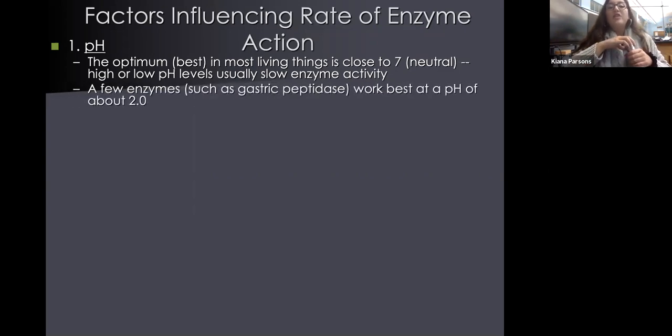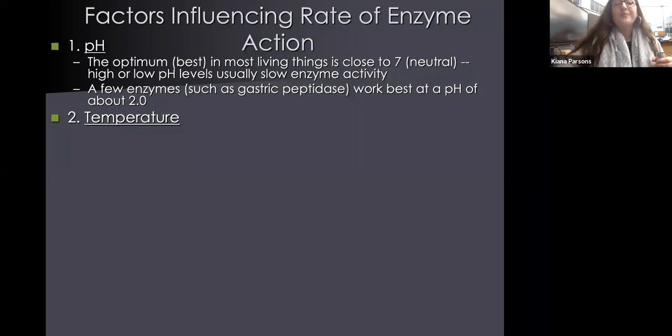A few enzymes such as gastric peptidase work best at a pH of about 2.0, and gastric, you might recognize this word, it's in your stomach. Peptidase breaks down proteins, peptides. You might remember that ase means that it's an enzyme. Gastric peptidase breaks down proteins in the stomach. And 2.0, that's a very low, a very acidic pH. And the reason why that enzyme works best at that pH is because that enzyme is in our stomach acid.